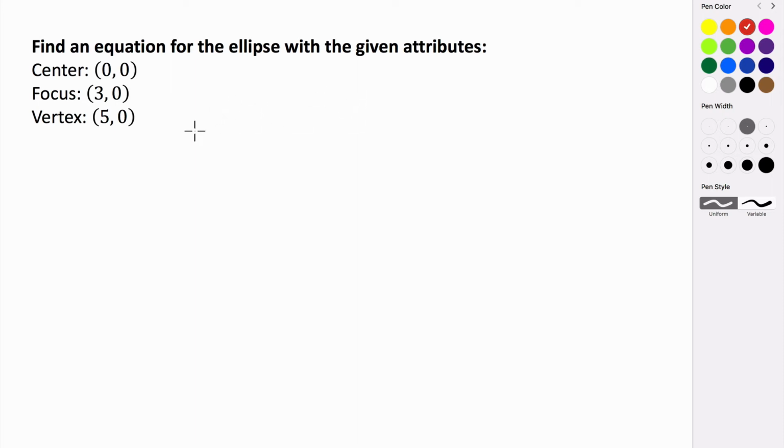In this example, we're given some information about an ellipse, and we need to write an equation in standard form. So we're told that the center is at the origin. It has a focus at (3, 0), and its vertex at (5, 0). Just remember that when it's talking about the vertex, it's talking about the vertex that lies on the major axis. This is not a minor axis vertex.